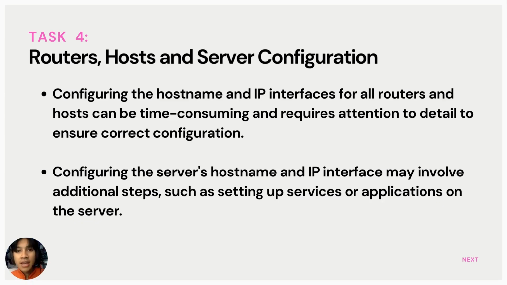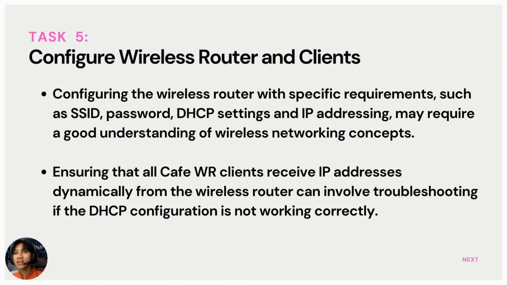And also the last one, finally, task 5. Configuring the wireless router and clients poses challenges in terms of configuring the wireless router to meet the specified requirements. We needed to set up the SSID, the password, DHCP settings, and IP addressing, which demanded a solid understanding of wireless networking concepts. For example, for the laptop, we need to change the component of the PT laptop. We need to remove the empty slot and change it to WPC300N. With this, we can access the DHCP. We can enable the DHCP protocol.